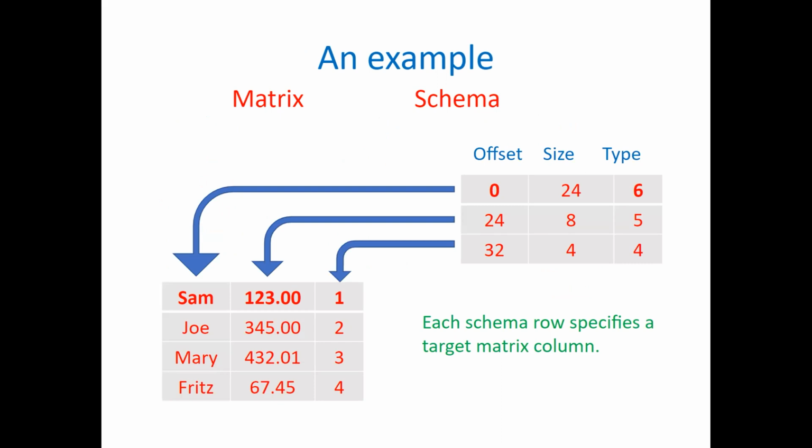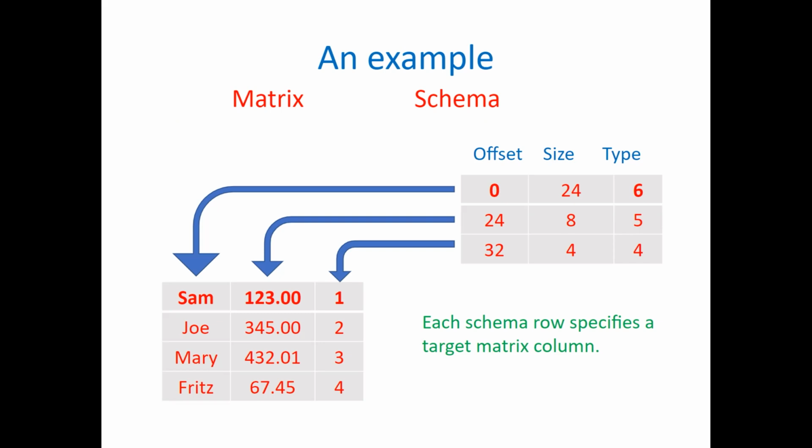So here is an outline of it. On the upper right, we see the schema itself. It has 3 columns. There's actually a 4th column, which is the formatting one, but for simplicity, I've eliminated that. The first column gives us the byte offset. So where does each column begin? And each row in the schema corresponds to 1 column in the matrix.